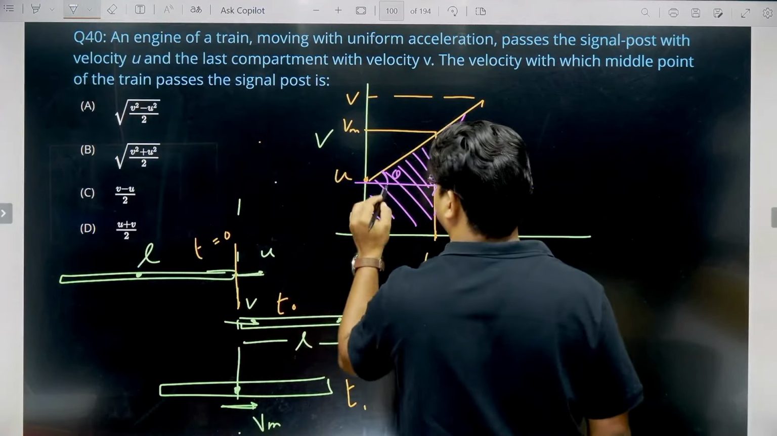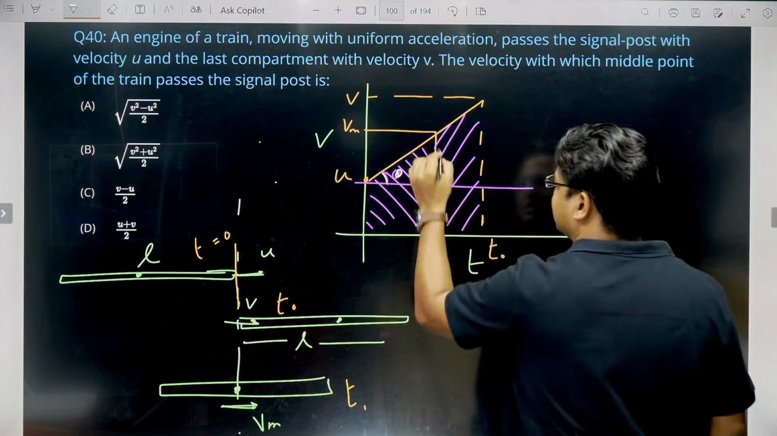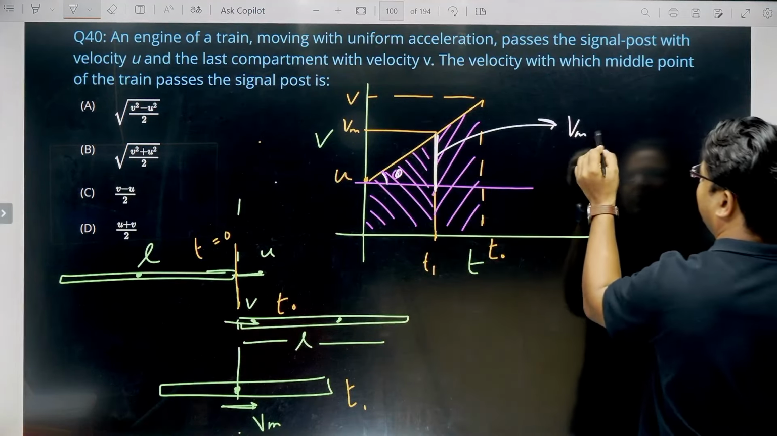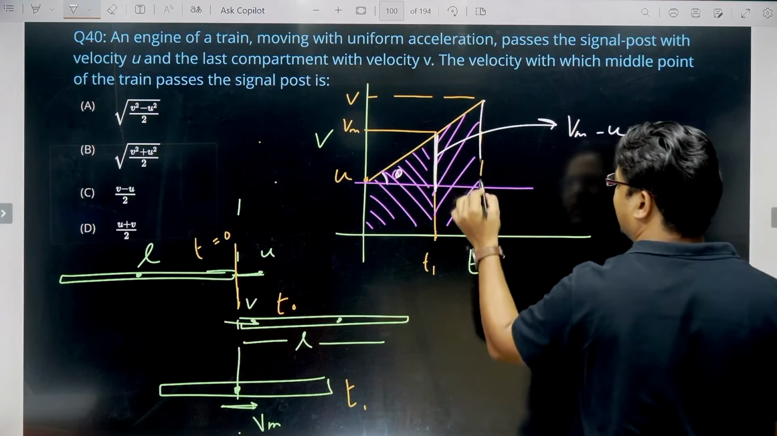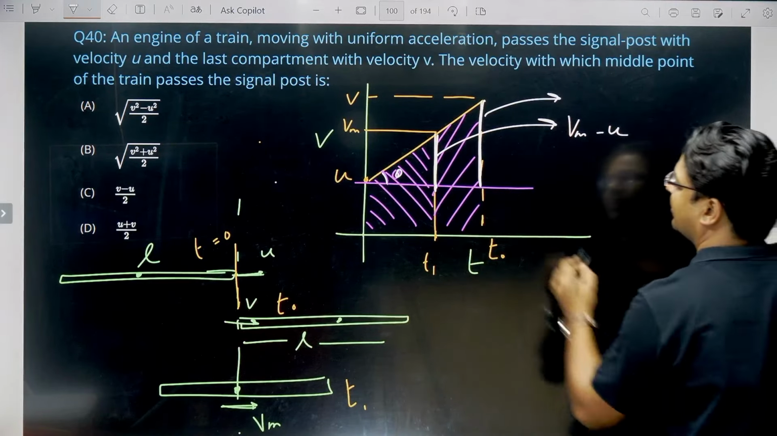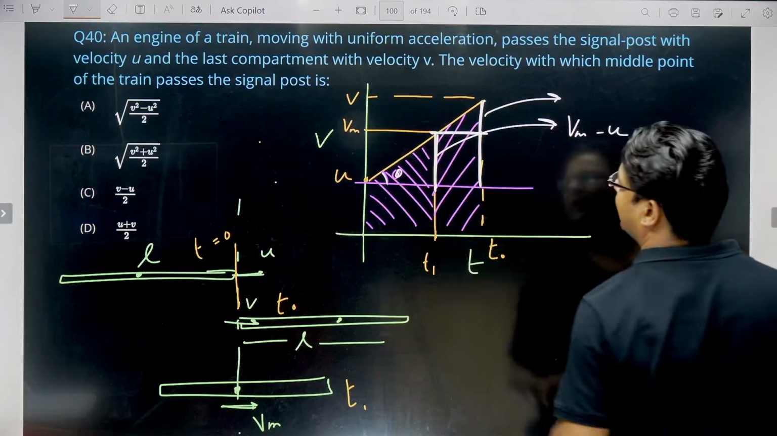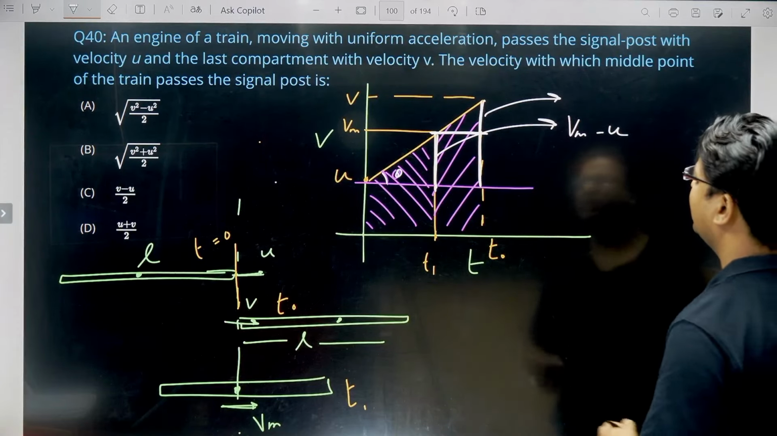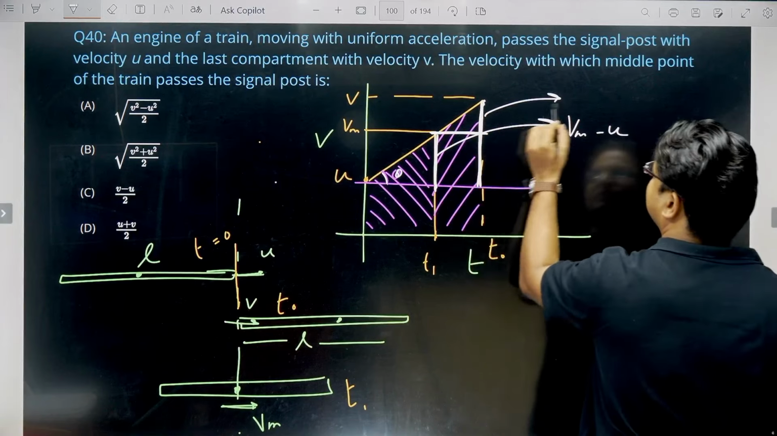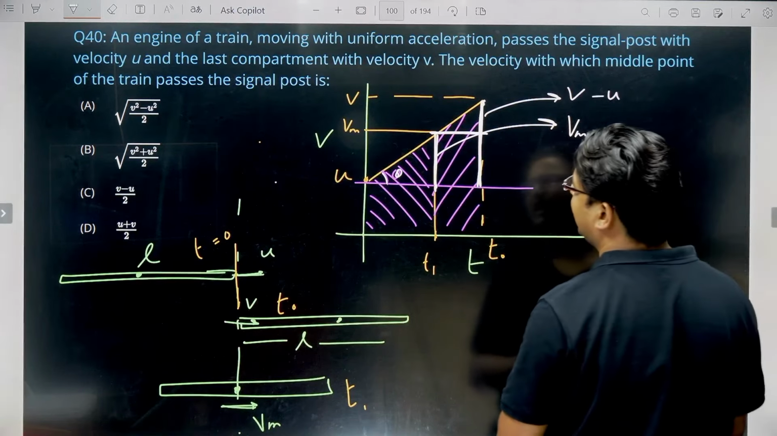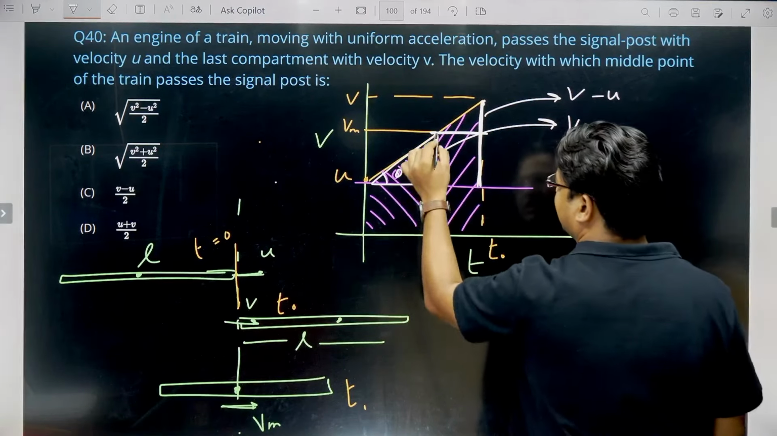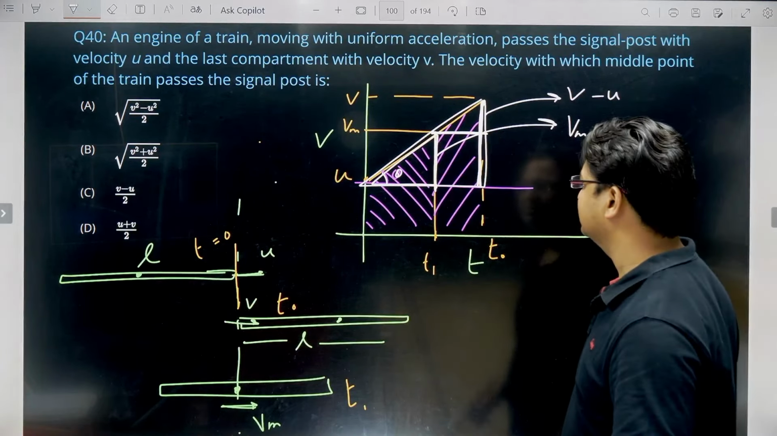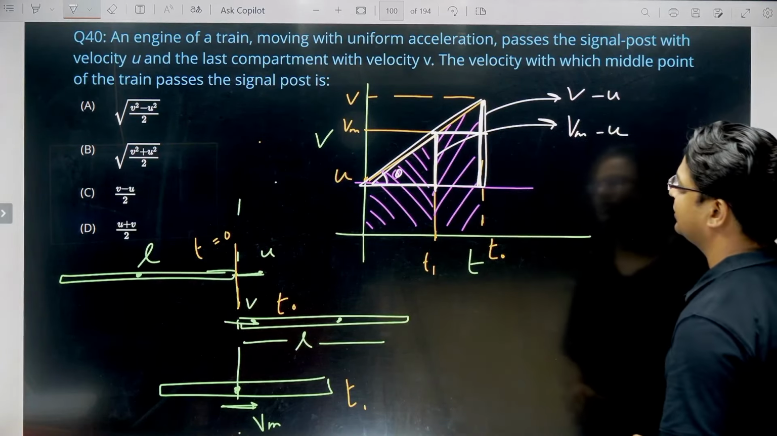Okay, let me work with a light color. So this angle is constant. So see this, if this height is Vm minus u, or maybe let's talk about this height only, this entire height. This is V minus u. Can we say that this smaller triangle is similar to this bigger triangle? All right. And okay, let's not worry about the triangle.